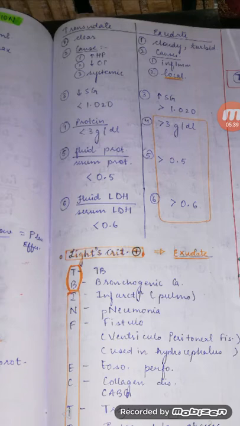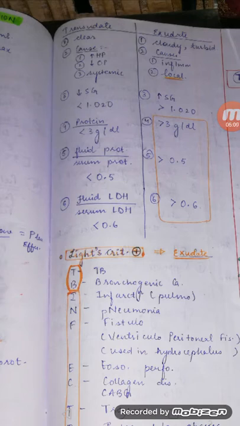And coming to the LDH ratio, fluid LDH upon serum LDH, here it's less than 0.6, here it's more than 0.6. So you need to learn and remember all of these values. Protein is simple, less than 3, more than 3. The protein ratio is 0.5, so less than 0.5, more than 0.5, and LDH is 0.6, less than 0.6, more than 0.6.